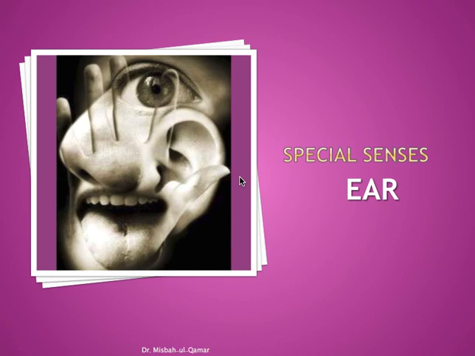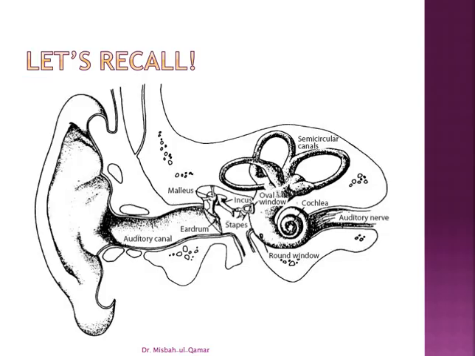So previously we learned about the labyrinth, its structure, the compartments of cochlea and the fluids inside them, and how the endocochlear potential is generated. And in the lectures before that, we have gone through the overall events in the hearing.